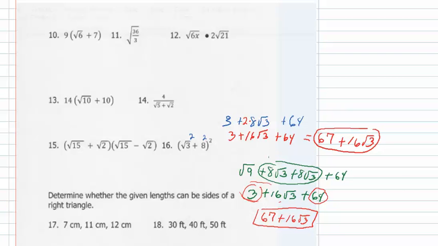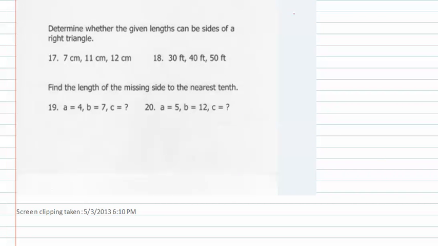Alright, now we're getting to triangles. Okay, so the direction says determine whether the given lengths can be sides of a right triangle. And remember, we're going to use Pythagorean's theorem. A squared plus b squared equals c squared, where c is always your longest side. Okay, so let's do number 17. And we've got 7 squared plus 11 squared. Does that equal 12 squared? And so you're just going to go ahead and do the math.